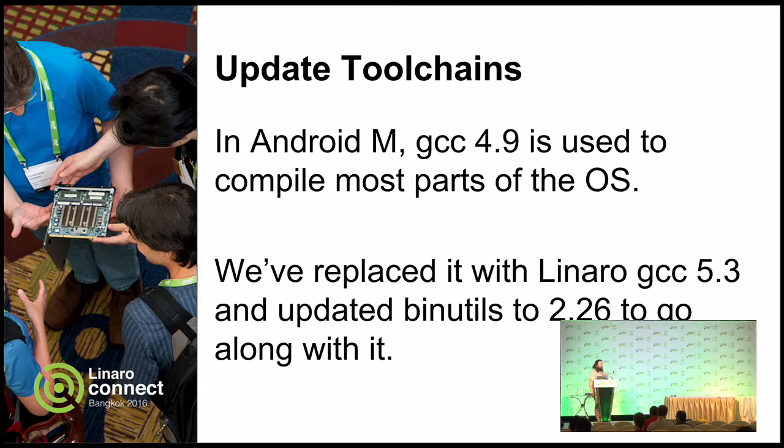So the first thing we did was update toolchains, to see what we can get for free. In Android M, GCC 4.9 is used to compile almost everything. Some parts of the OS are actually built with Clang, mostly Clang 3.6 at the moment. This is going to change in Android N, which will be built completely with Clang 3.8, with GCC essentially going away. But for the lifetime of M, we are replacing GCC 4.9 with the Linaro version of 5.3, and we updated binutils to 2.26 to go along with it. This binutils change doesn't really affect performance, it's just an update that goes well with the newer versions of GCC.